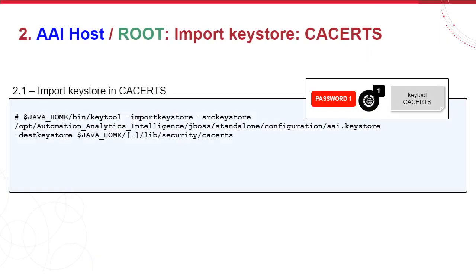Next, we import the certificate we just created in the CA-certs file. This requires keytool, and so we do this as root. CA-certs is generally found in the Java directory under security. You specify the location of the AAI key store. You also need to provide the passwords for both the AAI key store, which we export from, and CA-certs, which we import to. Unless it's been changed, the password to CA-certs should be changed.